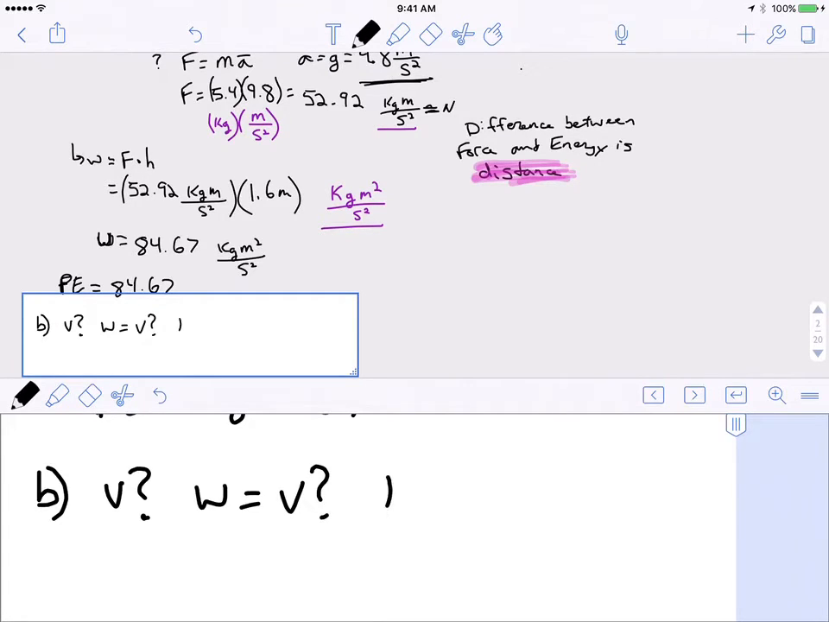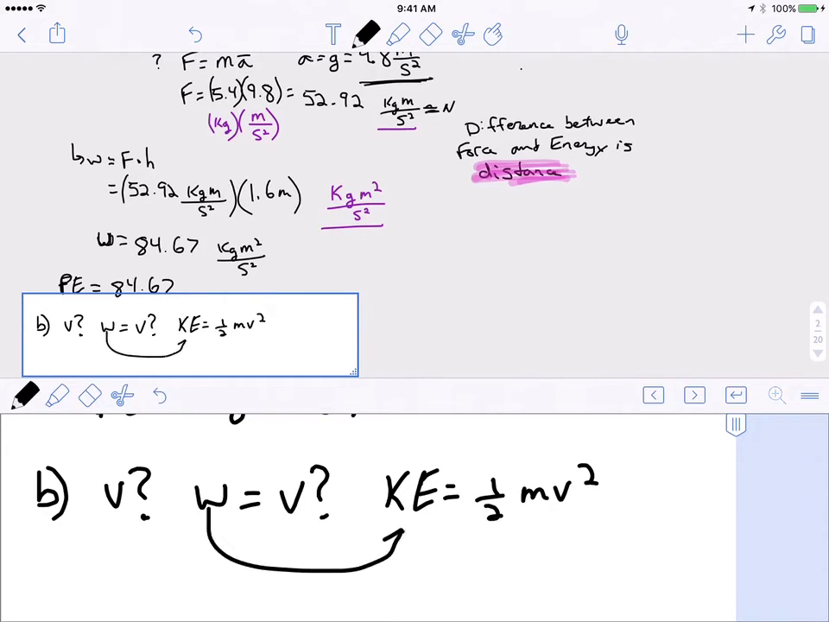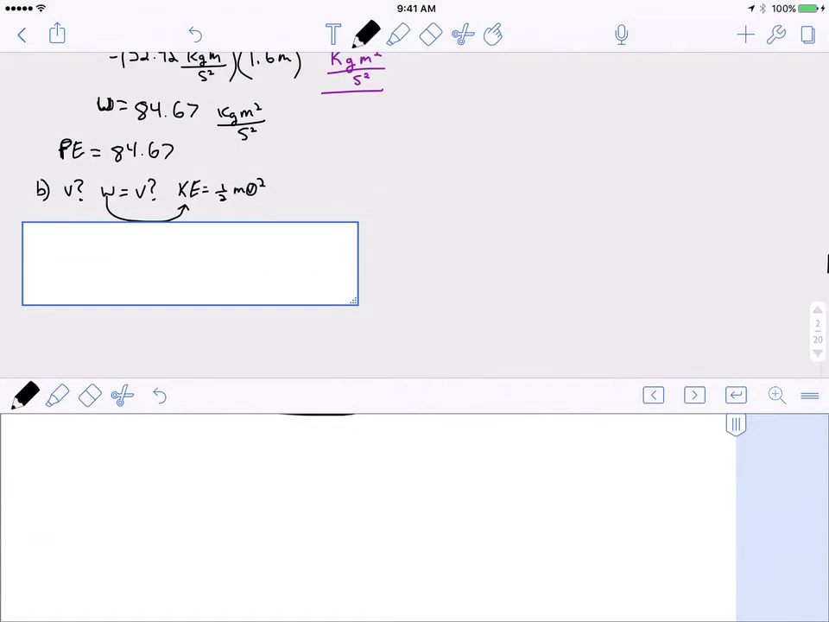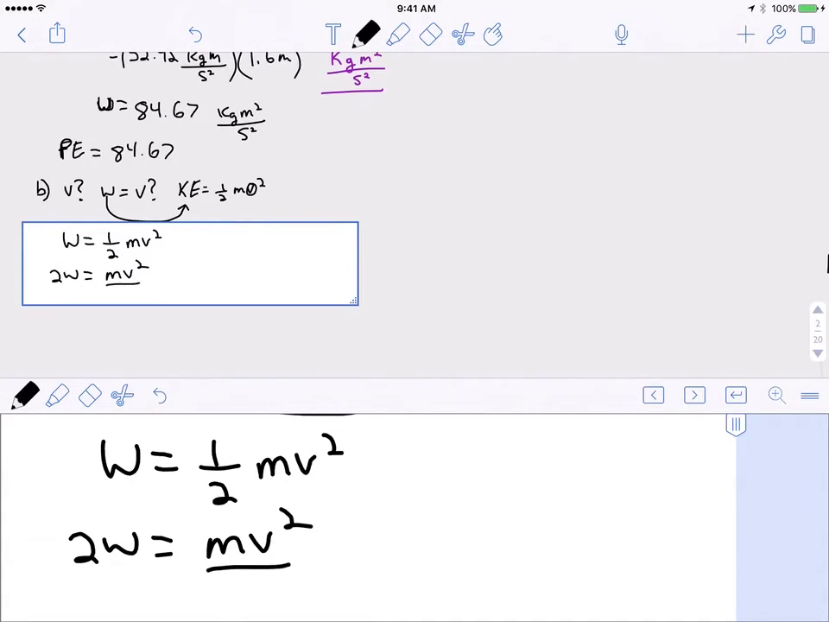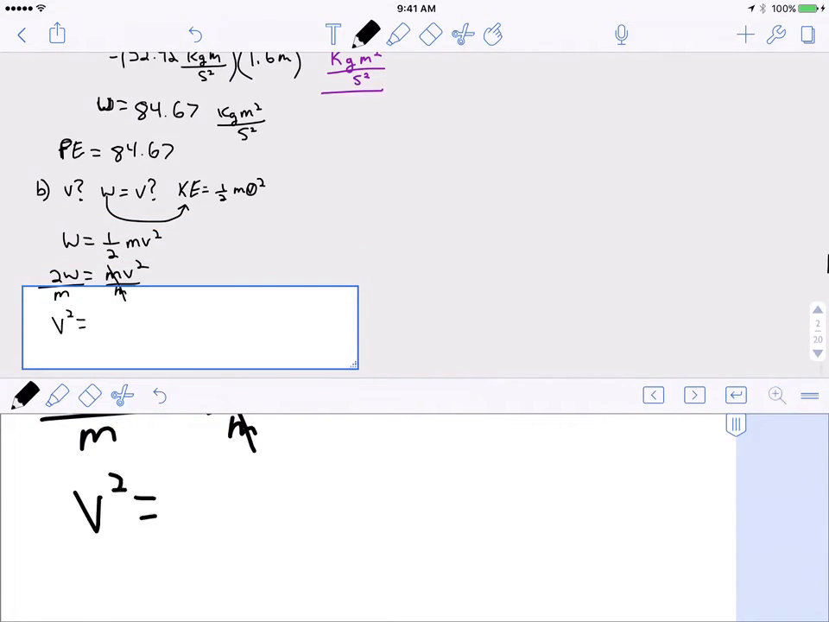Well, we have an equation for kinetic energy: it is equal to 1/2 mass times velocity squared. And I know that work is the same as energy, so let's sub work in for energy, and then we'll calculate for velocity. All right, so W is equal to 1/2 mv squared. Multiply each side by 2. 2W is equal to mv squared. Divide by m on both sides. That'll cancel. V squared is equal to 2W divided by m.